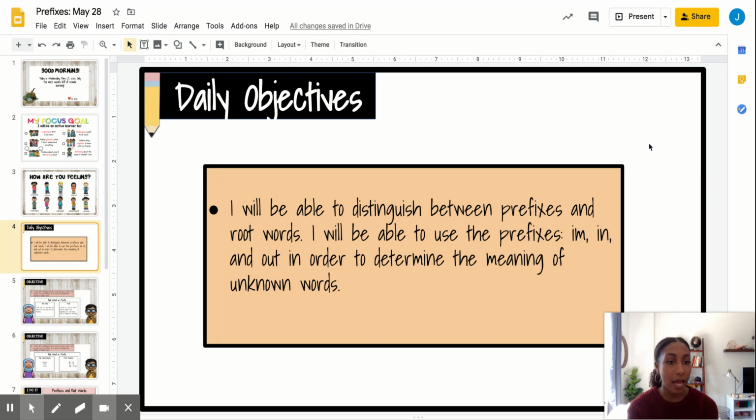Now, this is going to be the last day that we work on prefixes. Starting tomorrow, and on Friday, we're going to be switching over to suffixes. So it's really important that we make sure that we have the definition of a prefix really down and that we completely understand it, all right?